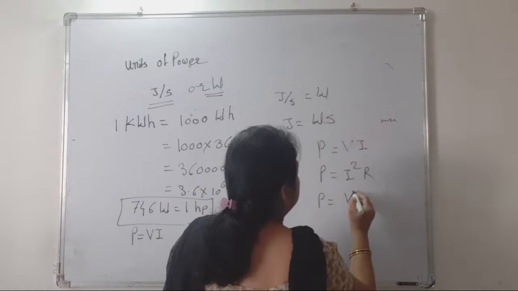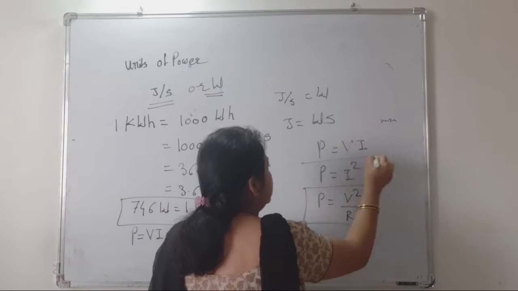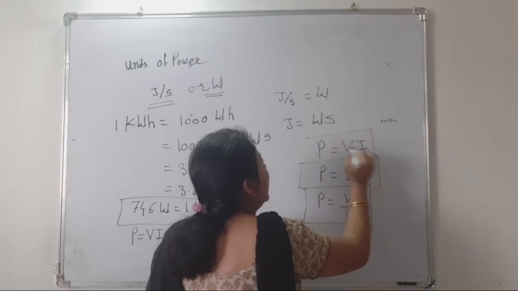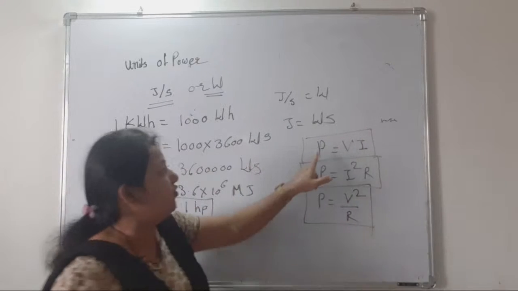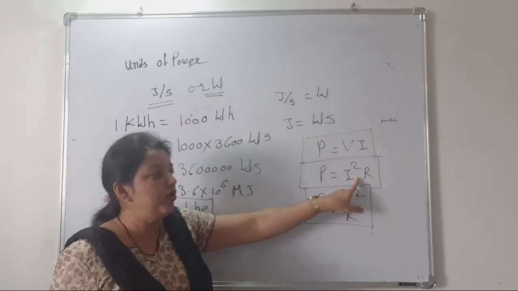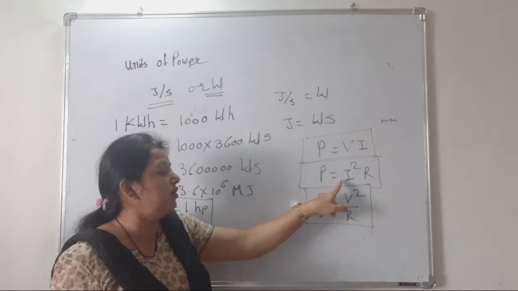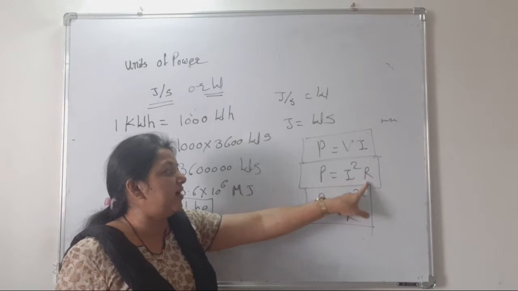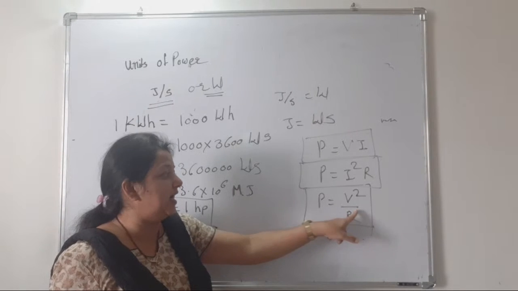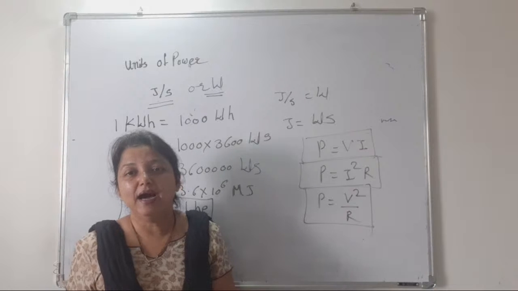P upon R, no? V square upon R. These are the three important equations. If you know V and R, then we use the formula P is equal to VI. If you don't know V, and we know I and R, then to calculate power we use P is equal to I square R. And if you don't know current, then we use this formula P is equal to V square upon R.